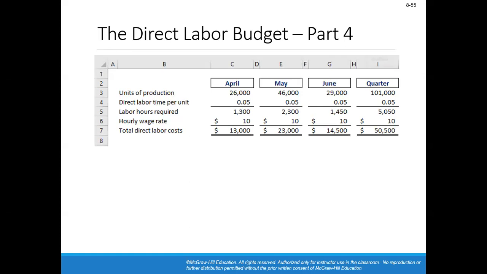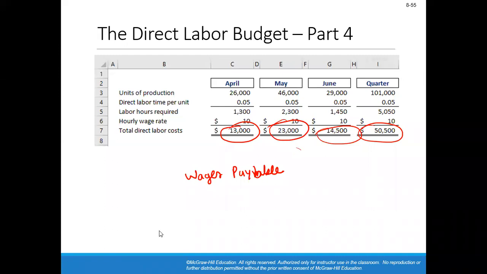Now, if we make the assumption that the direct labor cost is paid when it is incurred, will we have any wages payable? If we assume that we make payment of the direct labor when we incur this, will we have any wages payable? We will not have any wages payable. Okay, so that is the assumption we have made.